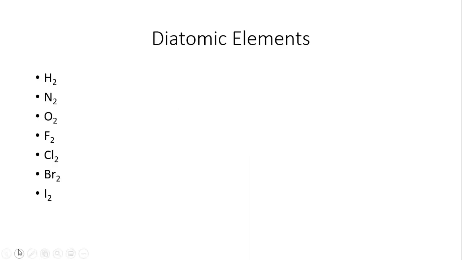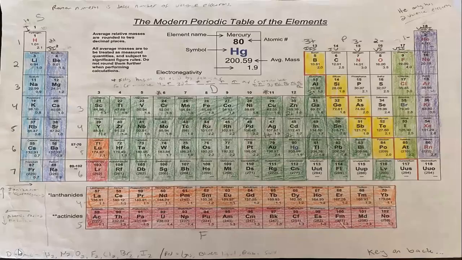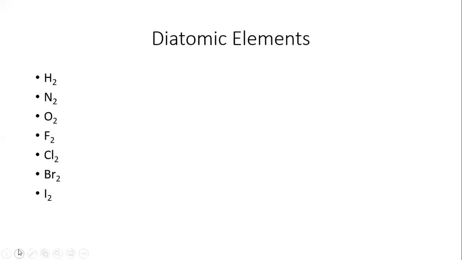So the first thing that we'll talk about is diatomic elements. These are hydrogen, nitrogen, oxygen, fluorine, chlorine, bromine, and iodine. These elements require being bonded with one another. Like hydrogen needs to be bonded with another hydrogen.